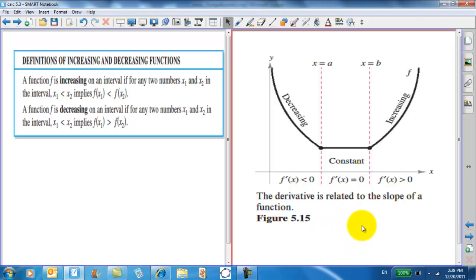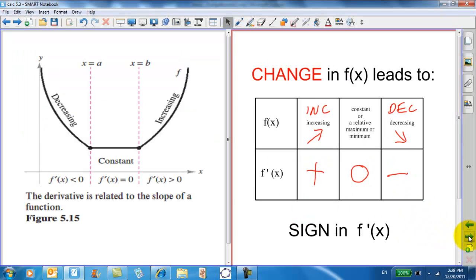Now, associated with that is a way we can predict if a function is going to increase or decrease by looking at its derivative. And it takes us back to the red part of the red-green show. That is, change in a function leads to sign in the derivative. And now in this chapter, we're going to spend a lot of time looking at the sign of the derivative to predict how the original function is changing.